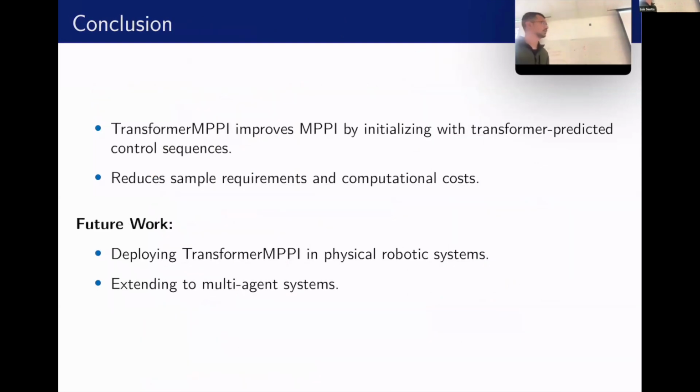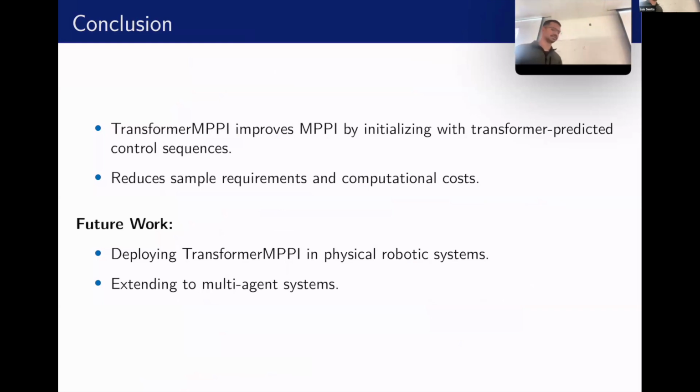So that's all. And to conclude, what we're doing is initializing the mean using a transformer, which reduces the samples required as well as the computational cost. The future work can be as follows. One is, of course, to deploy it on physical robotic systems like legged robots or humanoids to see the efficiency. Second is to extend to multi-agent systems.